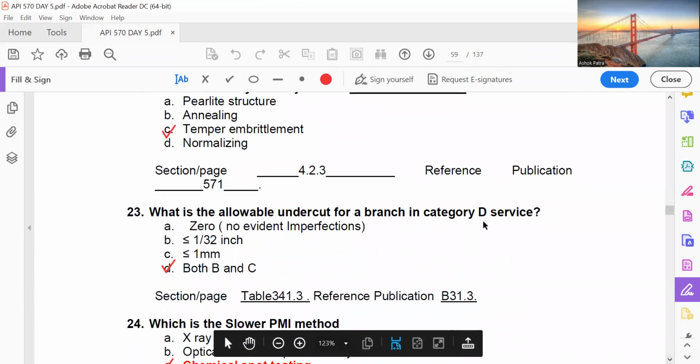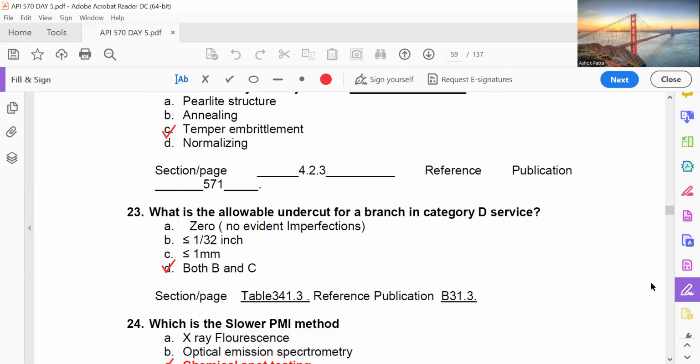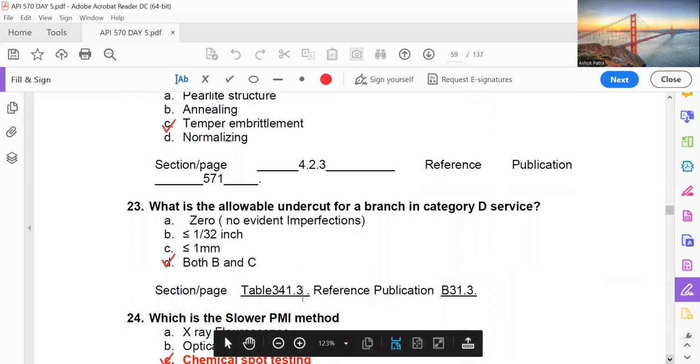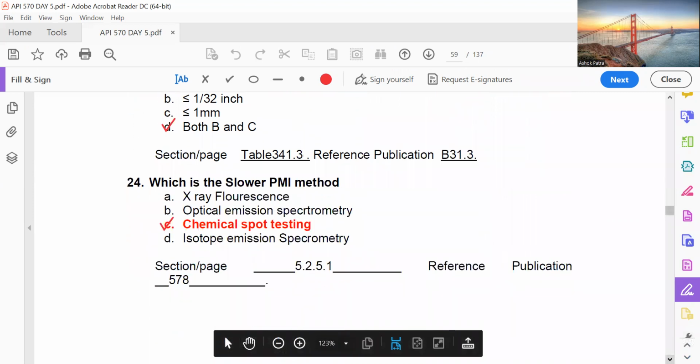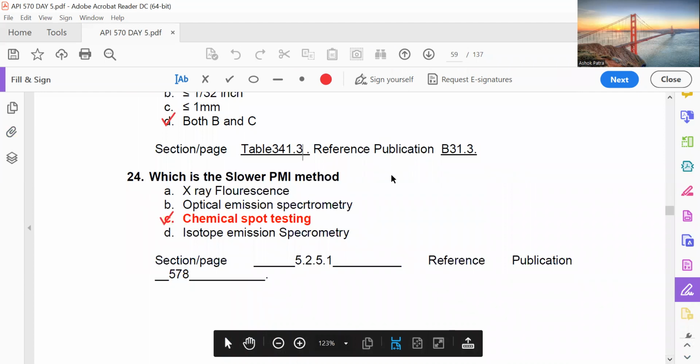What is the allowable undercut for a branch of category D service, both B and C? So less than or equal to 1/32 inch, less than or equal to 1 mm. Which is the slower PMI method? Chemical spot testing.